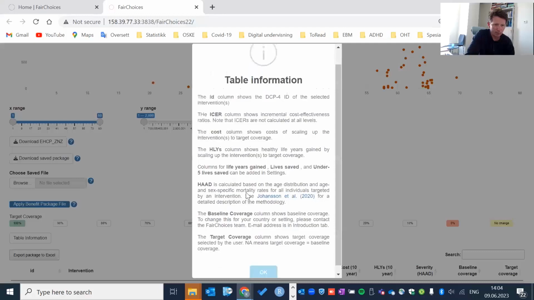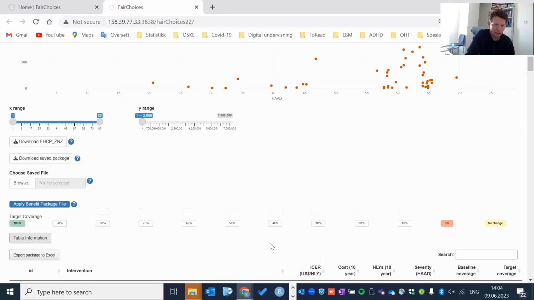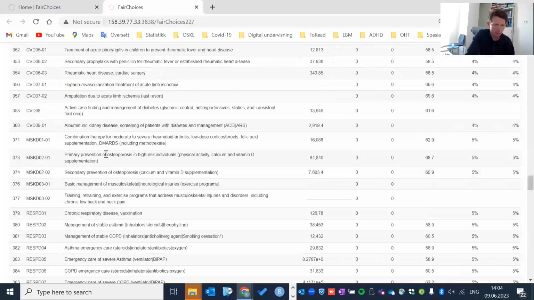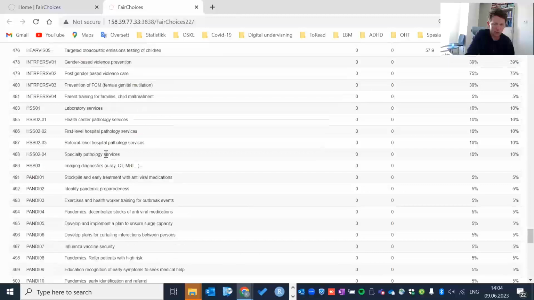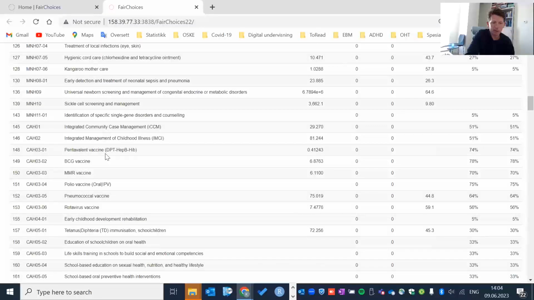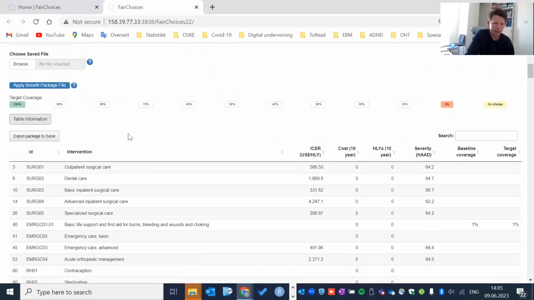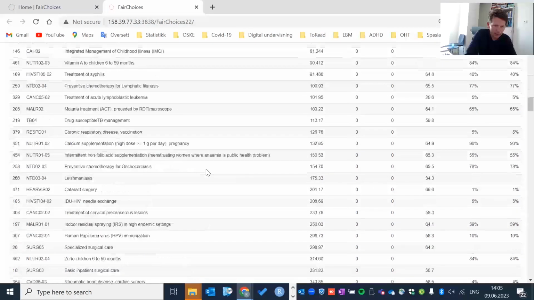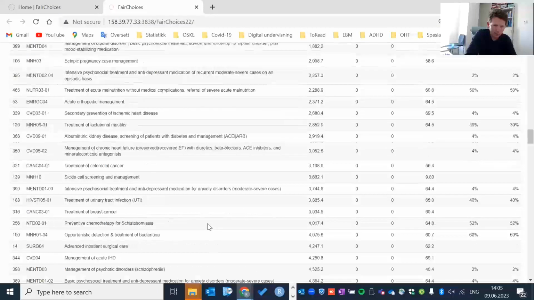And here you can get information about the league table below. And here we have all the interventions that you can analyze in Fair Choices, also including the intersectoral rehabilitation, pandemic preparedness, the interventions that we currently have not analyzed in Fair Choices. But the benefit with the league table is that you can rank order interventions. And now I just clicked on this column, the ICER, US dollar per healthy life year, and you get the most cost-effective interventions at the top and the least cost-effective interventions at the bottom.